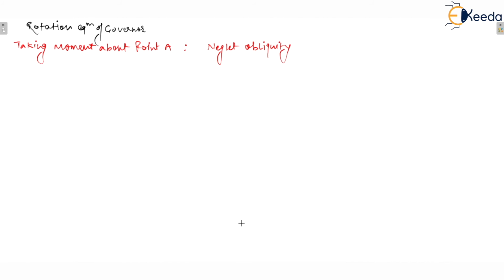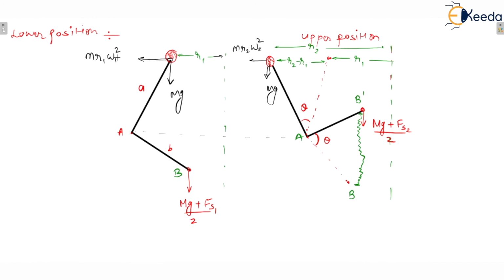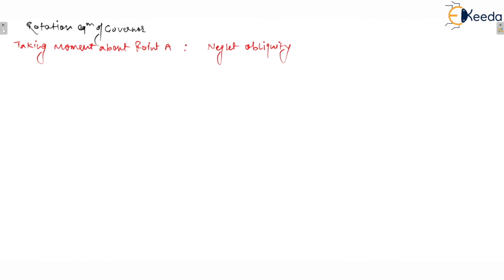So when you neglect obliquity and take moment about point A, you have to assume this vertical arm, or you can say this ball arm, is vertical, so that we can calculate the moment about point A, that is m r1 omega square into A. For a moment I'm going to consider this as f1, and this as f2. We will convert later. So what is the moment?